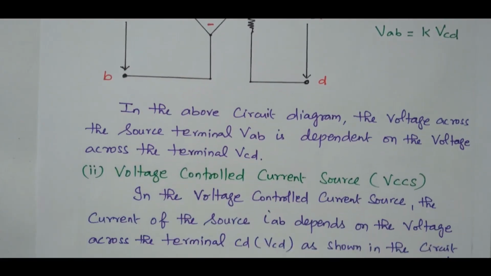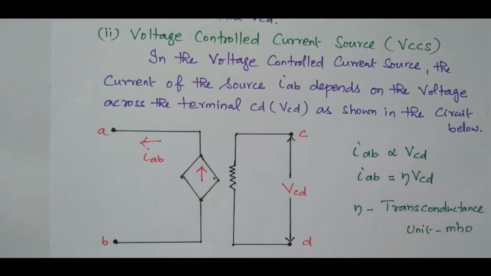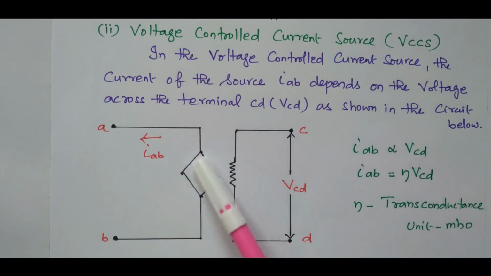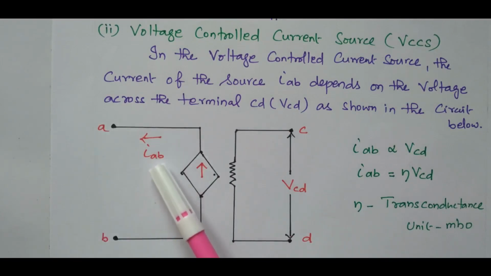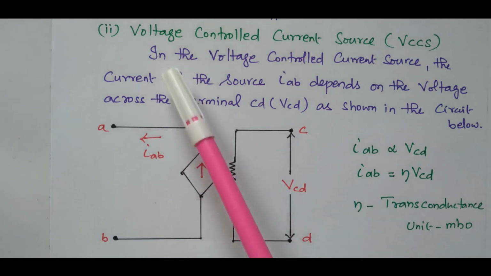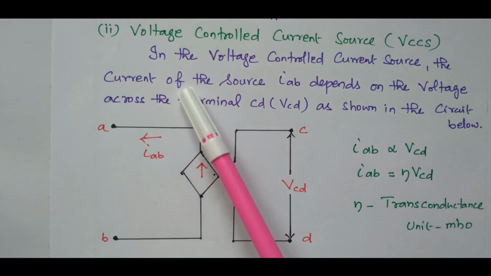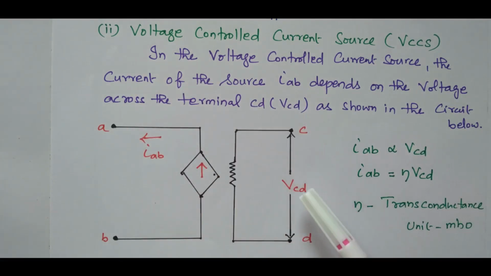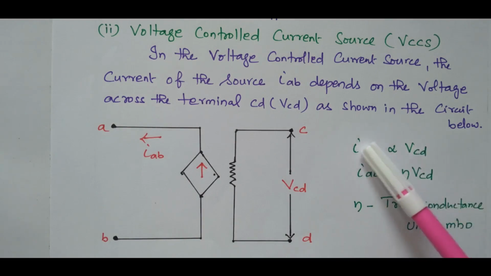Then the next type, voltage controlled current source. So this is a current source that is controlled by voltage. See, this is a current source, terminal AB, and the current flow is IAB. In the other part, we have one resistor, CD, and the voltage is VCD. In a voltage controlled current source, the current of the source IAB depends upon the voltage across terminal CD, that is VCD. Right? So it is called a voltage controlled current source. The current IAB is proportional to VCD. The VCD will change the flow of current.